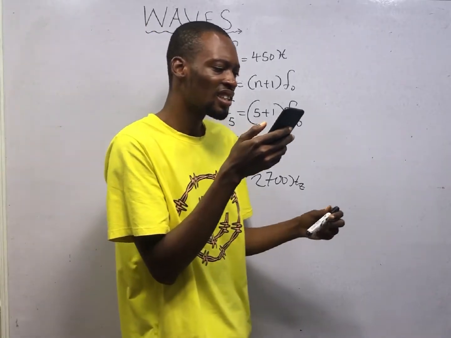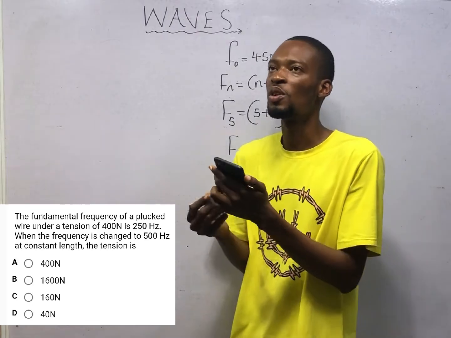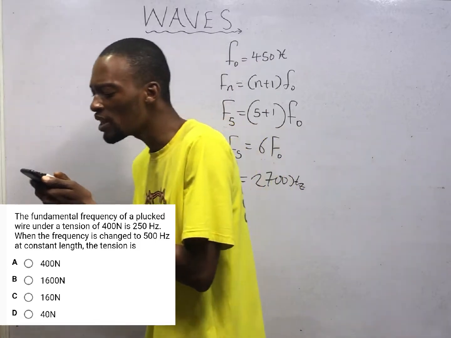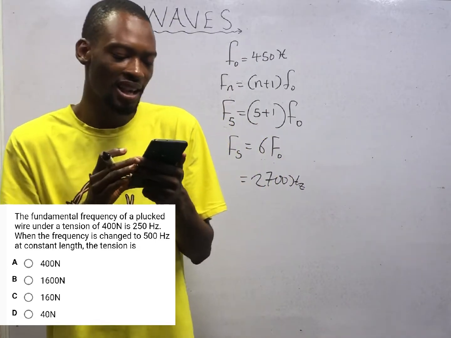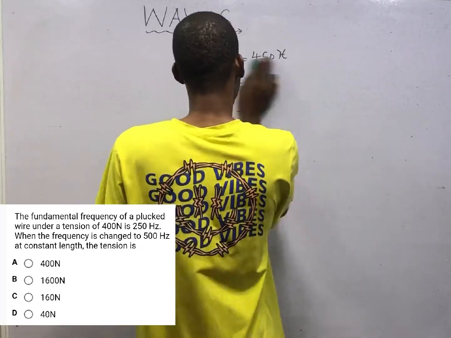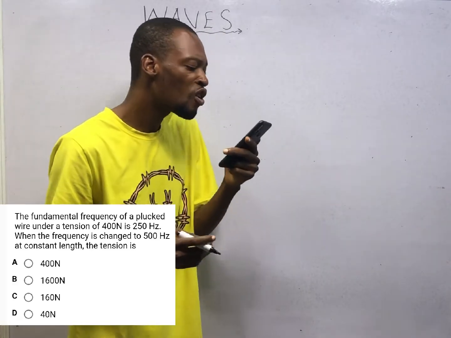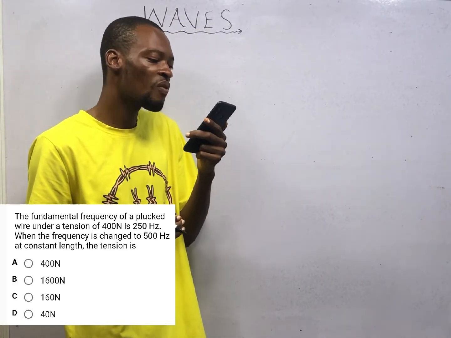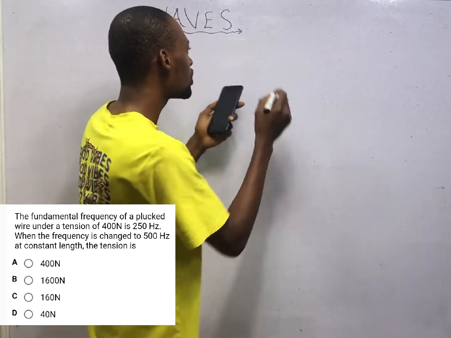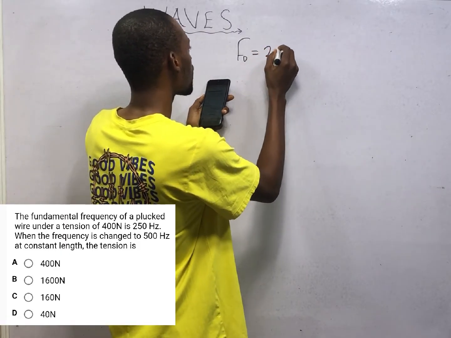It says that the fundamental frequency of a plucked wire under a tension of 400 Newton is 250 Hz. When the frequency is changed to 500 Hz at constant length, what is the tension? The fundamental frequency of a plucked wire under tension of 400 Newton is 250 Hz, which means the fundamental frequency, or F1, is equal to 250 Hz.